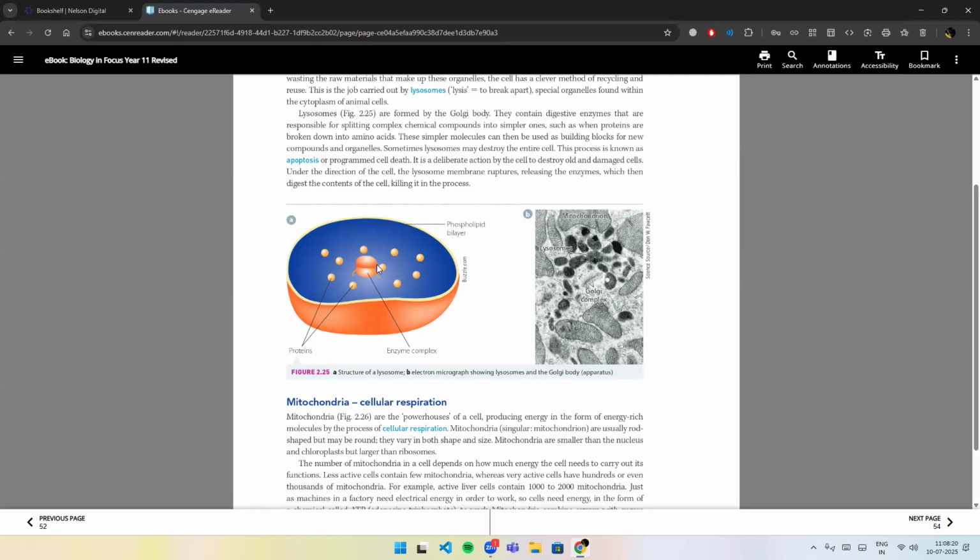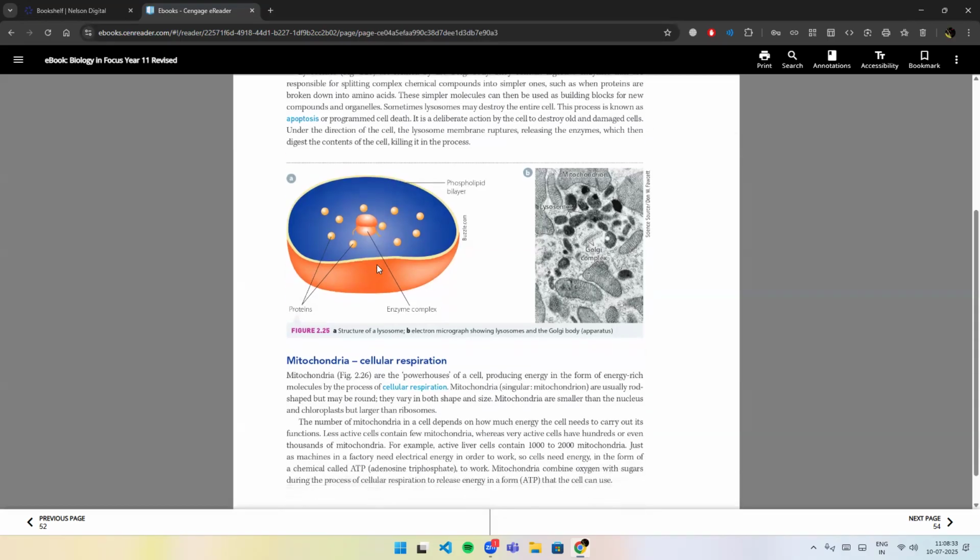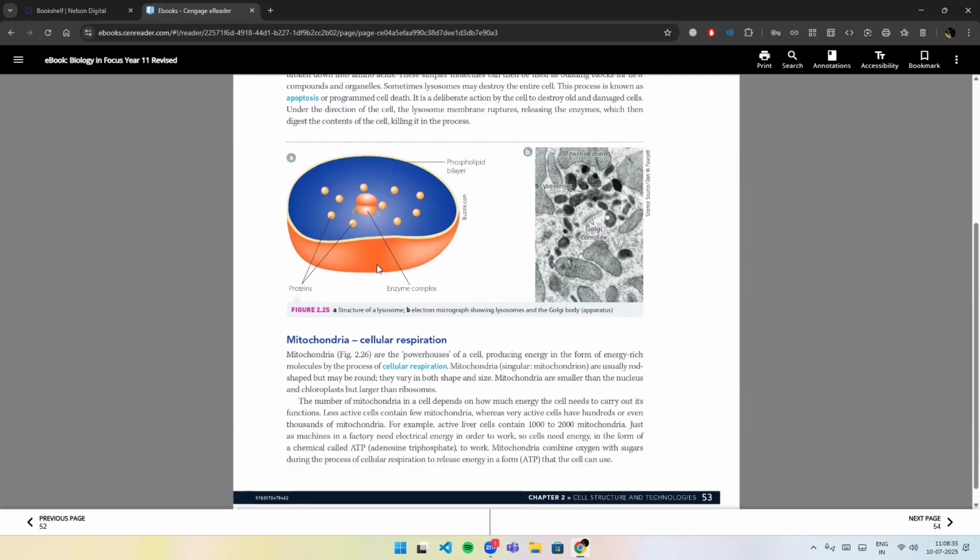Sometimes, lysosomes may destroy the entire cell. This process is known as apoptosis or programmed cell death. It is a deliberate action by the cell to destroy old and damaged cells. Under the direction of the cell, the lysosome membrane ruptures, releases the enzymes, which then digest the contents of the cell, killing it in the process.